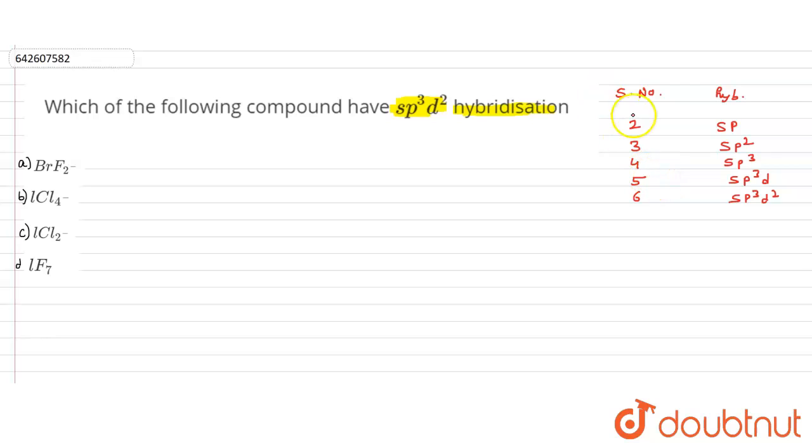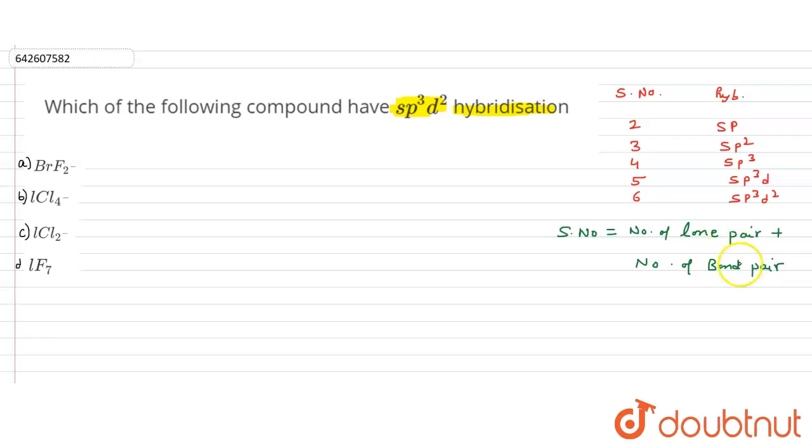Now the question arises: how to find out the steric number? To find the steric number, you just have to add the lone pairs and bond pairs. So for calculating the steric number, you have to add the number of lone pairs in a particular compound plus the number of bond pairs. So this is the basic concept.